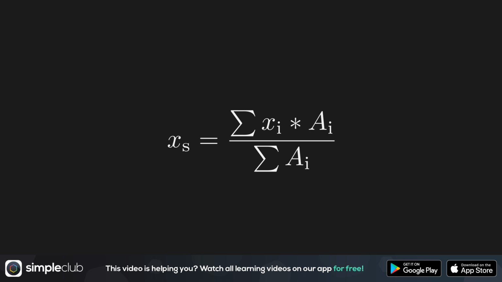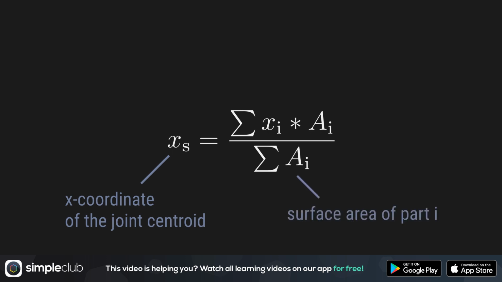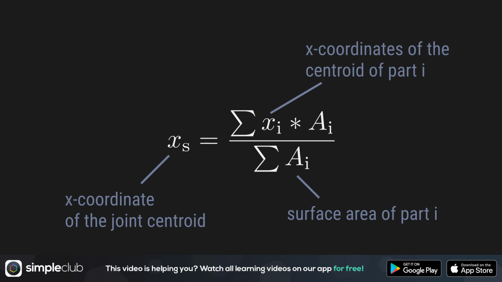Let's take a look at the individual parts of the formula first. X_S is the x-coordinate of the joint centroid. A represents the surface area, and the i is an index. Therefore, A_i means surface area of part i. The second x again represents the x-coordinate of the centroid, however, not of the joint centroid, but only of the centroid of part i. This might seem confusing at first, but trust me, as soon as we start running through the entire calculation, it will start to make sense.